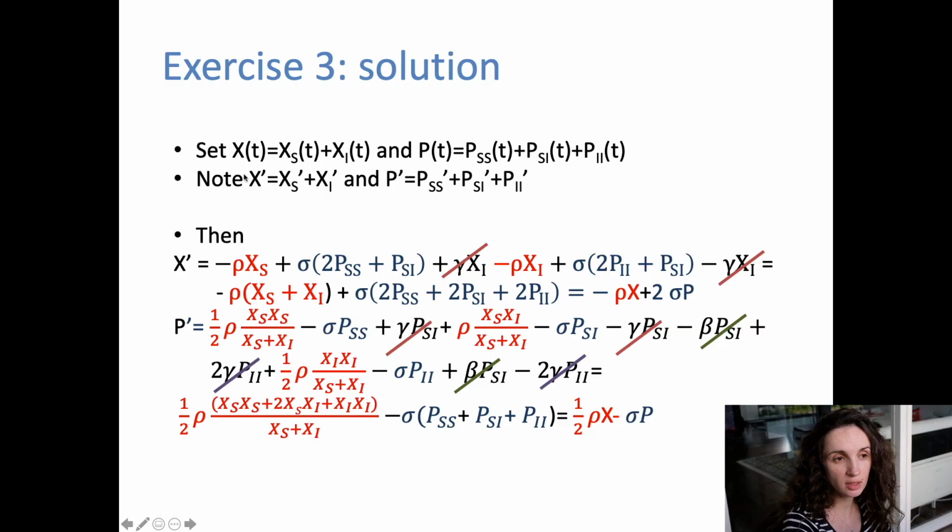And so we say that if x of t is defined in this way, then its derivative, according to the definitions given on the previous slide, is equal to minus rho x plus 2 sigma p. Well, if you go back and look at the pure pair formation process, this is exactly the equation that describes the evolution of the single individuals in the population.